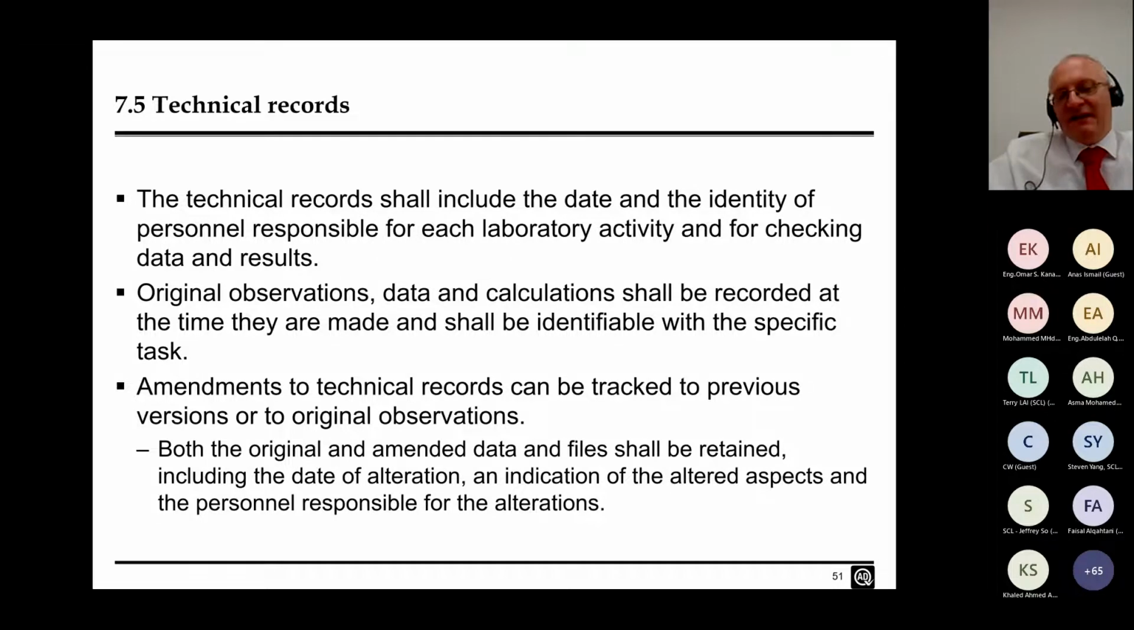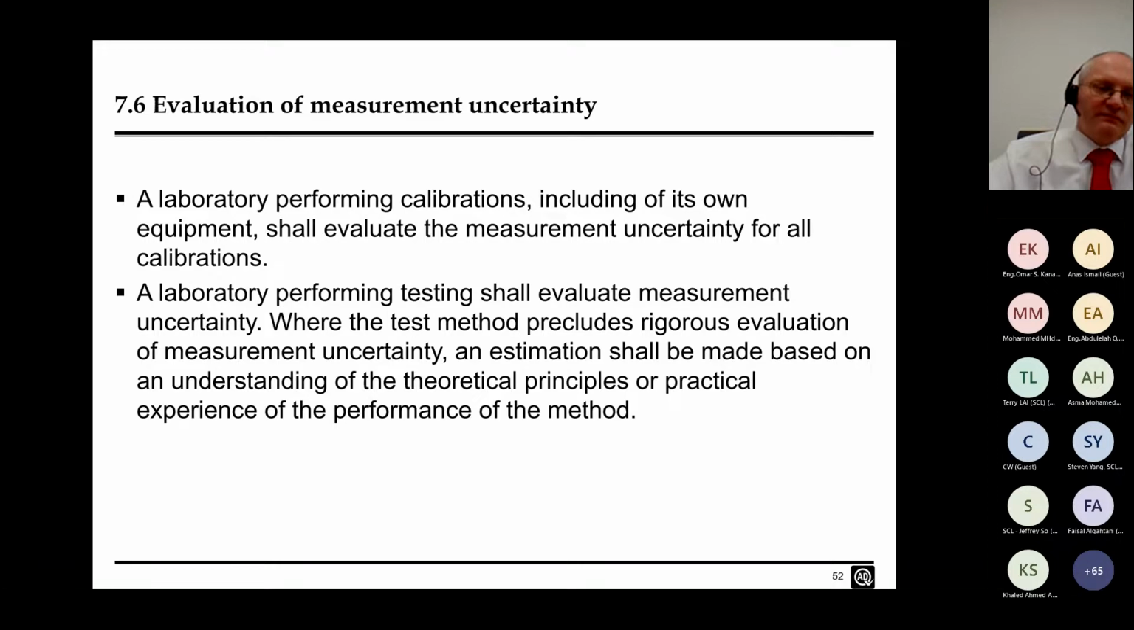We need to know if we made any changes. We need to know who did it, what was changed, and when. So we need to be able to track the original results through to the final results and know what changed when, because sometimes a mistake is made and we need to go back and rectify it. So this is what we're looking for with this process.